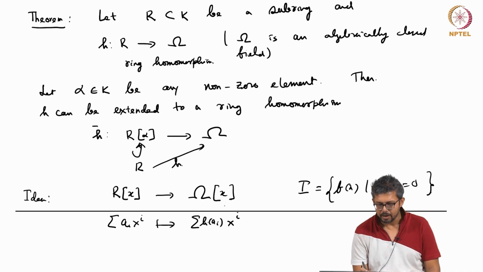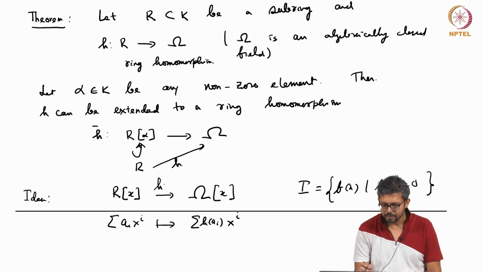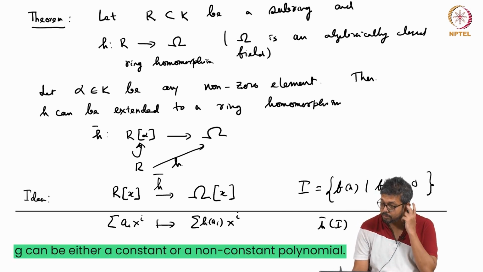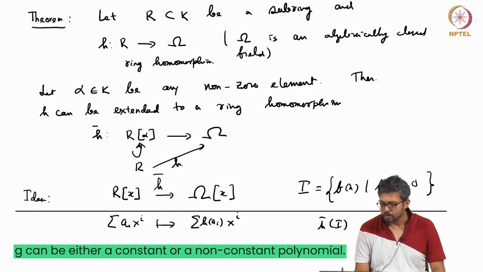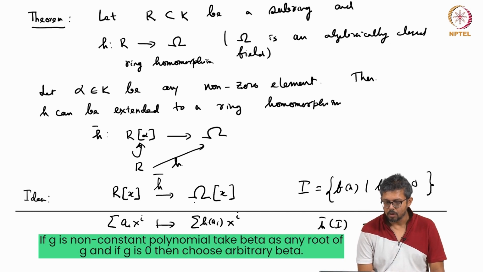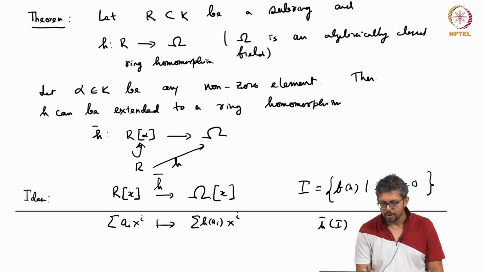This is a principal ideal, so it will be generated by a single element. So you consider h bar of I, which will be generated by some polynomial g. Since omega is an algebraically closed field, g will have some root beta. So you send alpha to beta, and that is actually the required morphism from R[alpha] to omega.